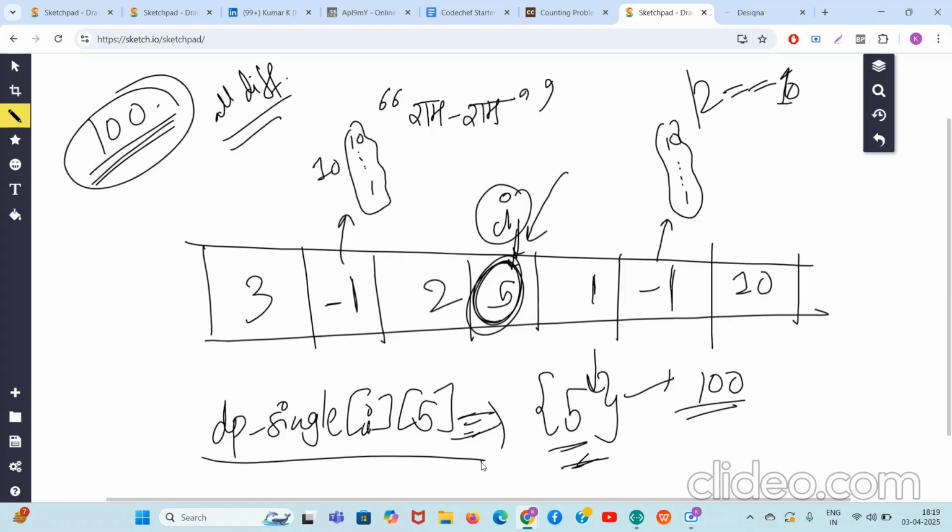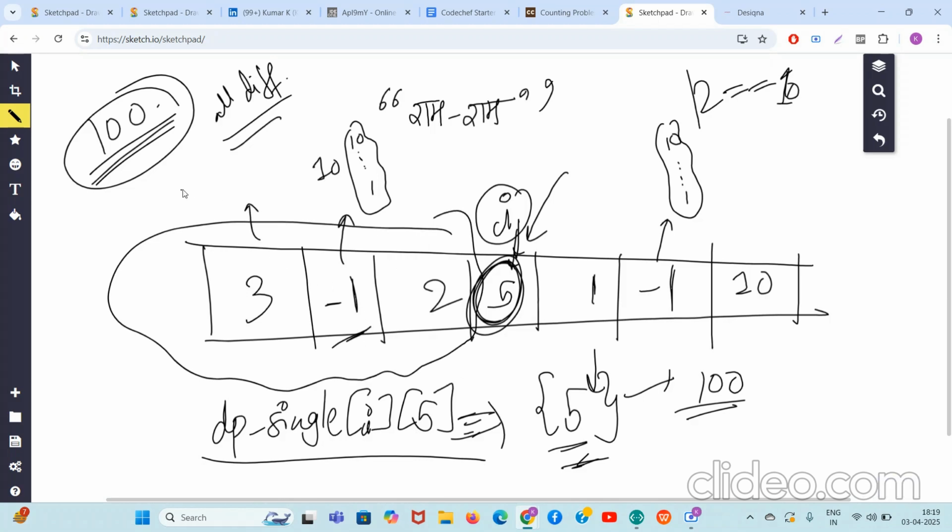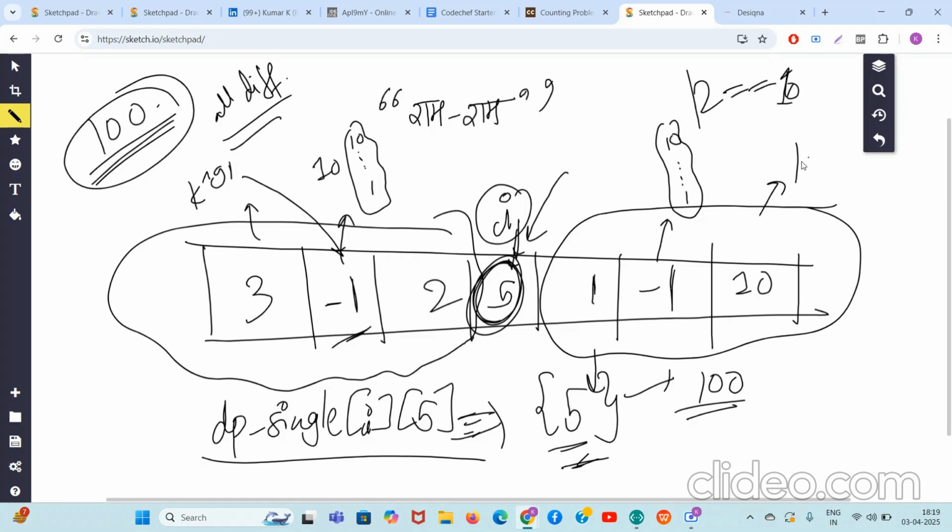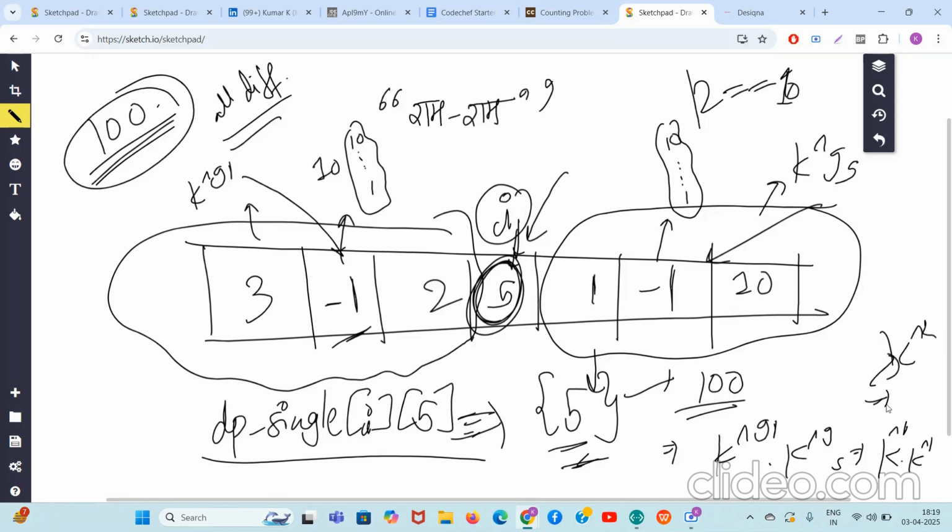So guys, the answer is nothing but you need to find out how many -1s are here. k raised to g1, where g1 is the number of minus ones on the left hand side, and k raised to g5, the number of minus ones here. So the answer is k raised to g1 dot k raised to g5, which is here, with k being 10, k raised to 1 dot k raised to 1, which is k square, and 10 square is 100.